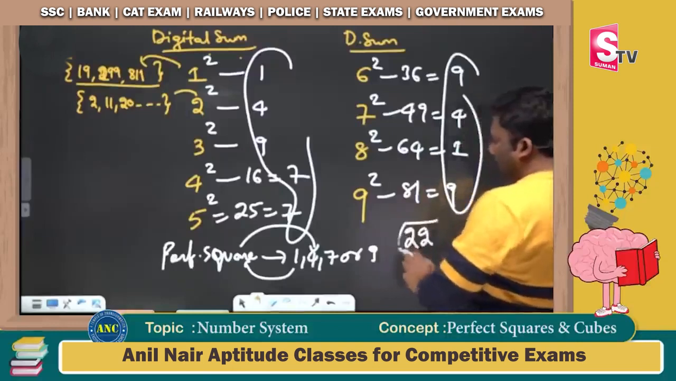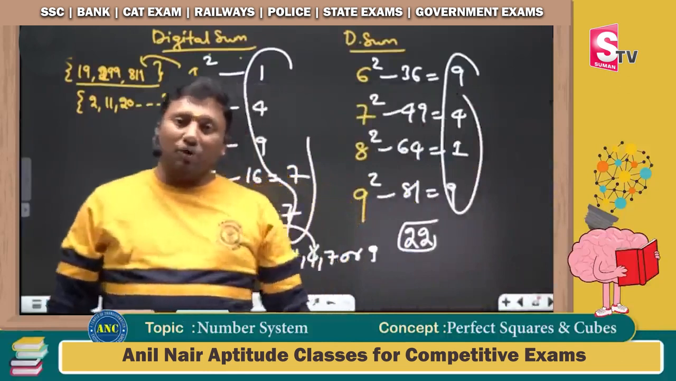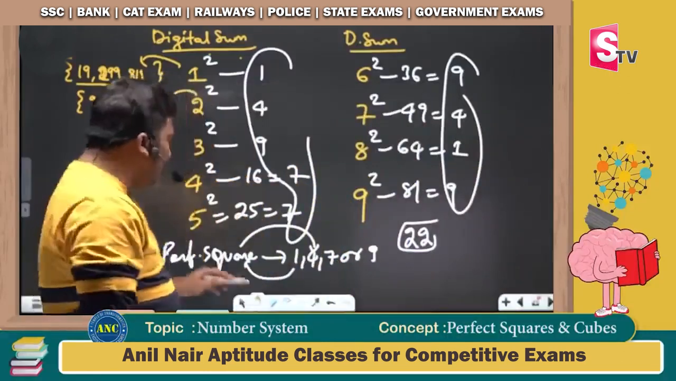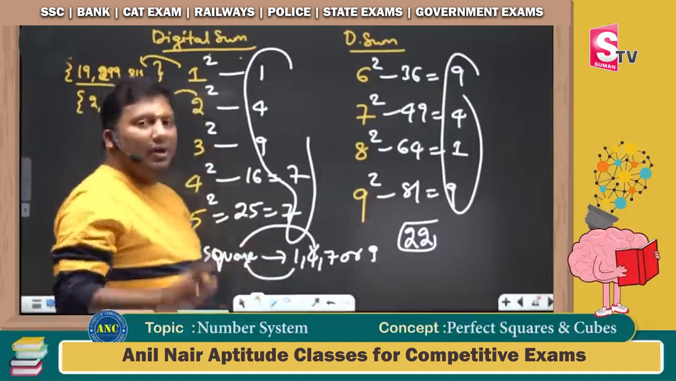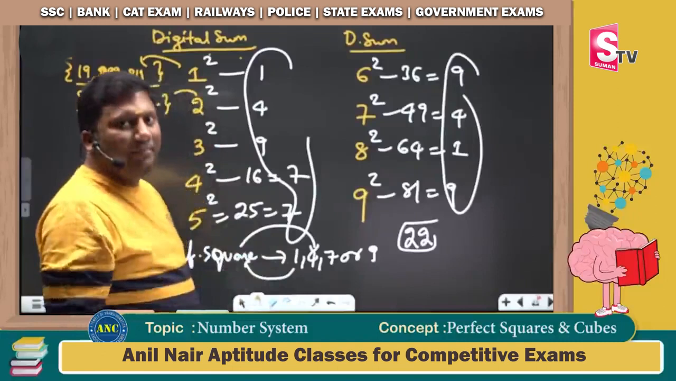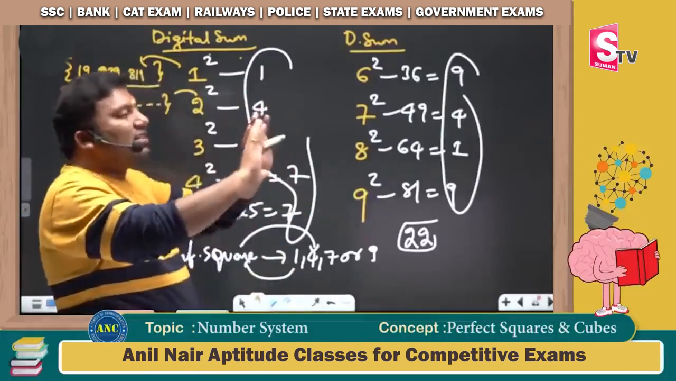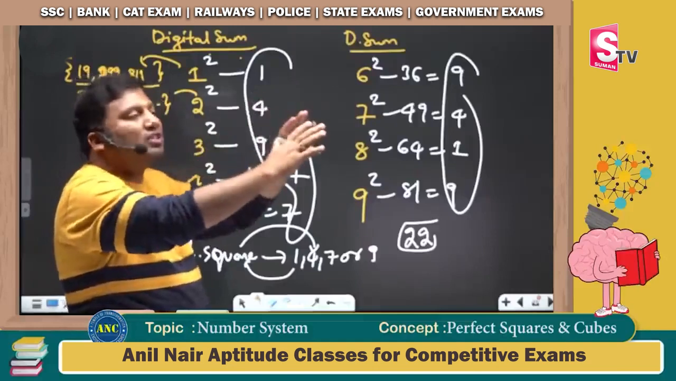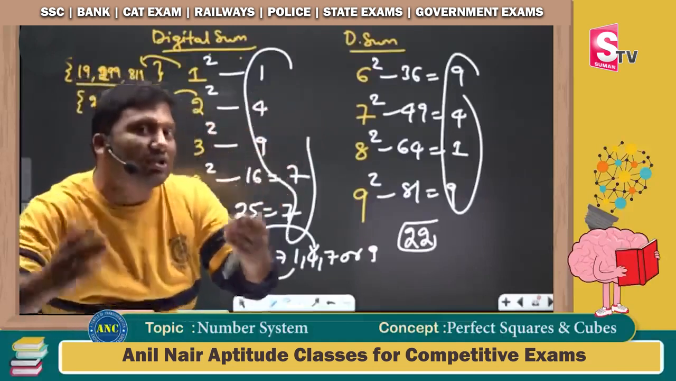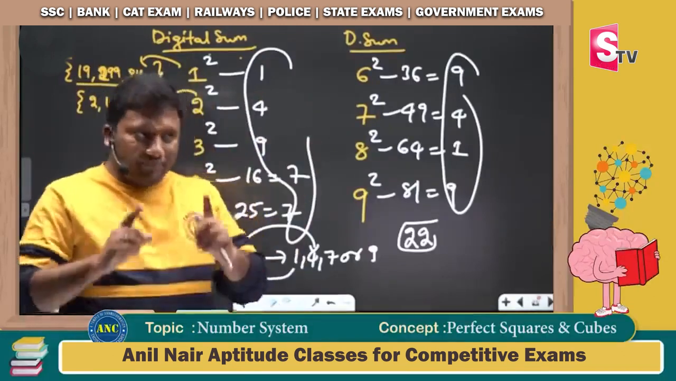Take 22. What is the digital sum of 22? 2 plus 2 is 4. Is it a perfect square? It is not a perfect square. So the reverse may or may not be true. If the number is a perfect square, it should have a digital sum of 1, 4, 7 or 9. If a number's digital sum is other than 1, 4, 7 or 9, it is not a perfect square. If it is 1, 4, 7 or 9, it may or may not be a perfect square.